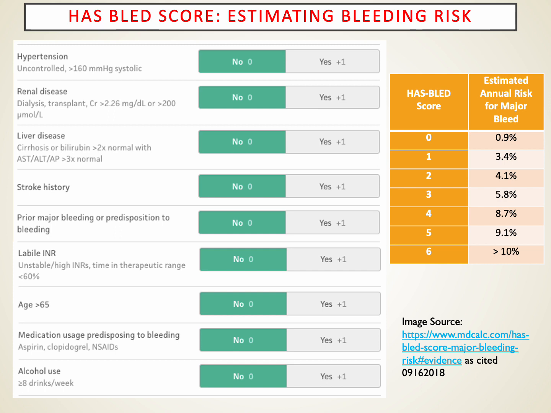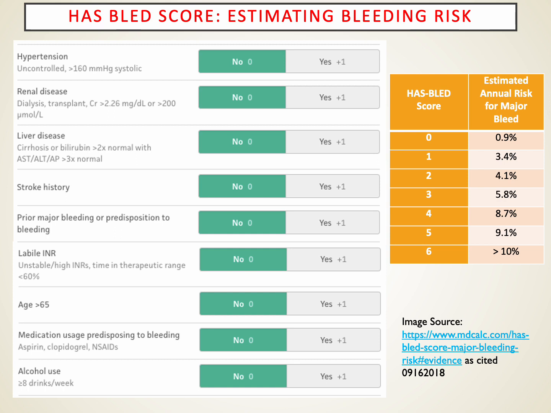So I'm going to add up all of this patient's history. Do they have uncontrolled hypertension? Do they have renal disease? Do they have liver disease? Have they had a stroke history? Have they had any major bleeding episodes or predispositions to bleeding? Is their INR, if they're on Coumadin, labile all over the map? Are they over 65? Do they have meds that could increase the risk for bleeding, like concurrent aspirin or an antiplatelet or a nonsteroidal? Do they drink a lot of alcohol?